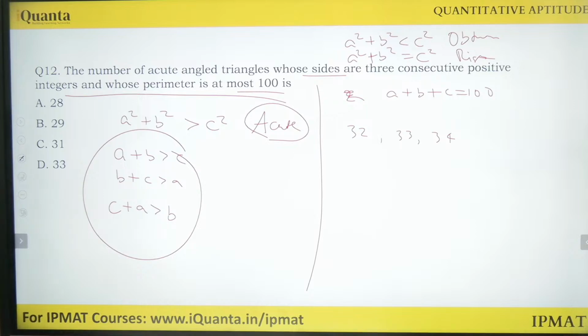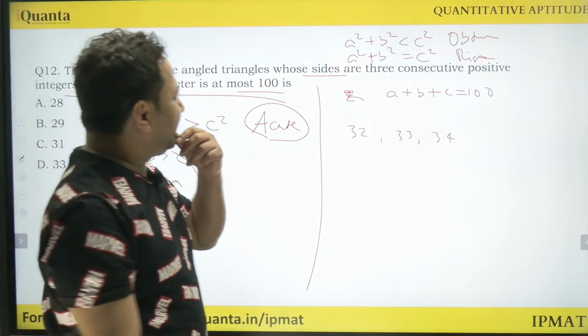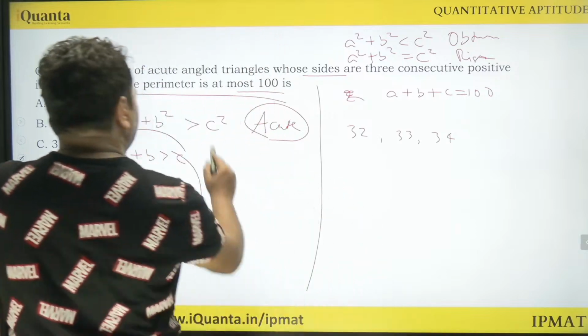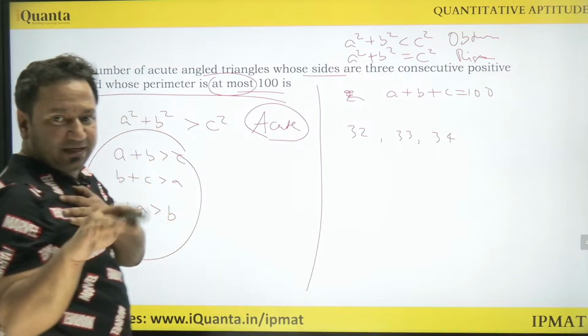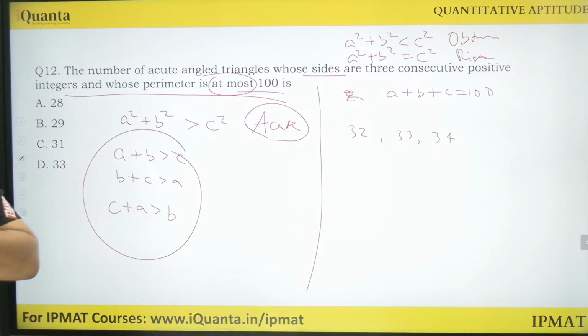Yeah. In this case, we won't be finding much. Oh, the keyword is at most 100. At most 100. It can be less than that also. It can be less than that as well, right? So that is what I missed out in the question. It says at most.